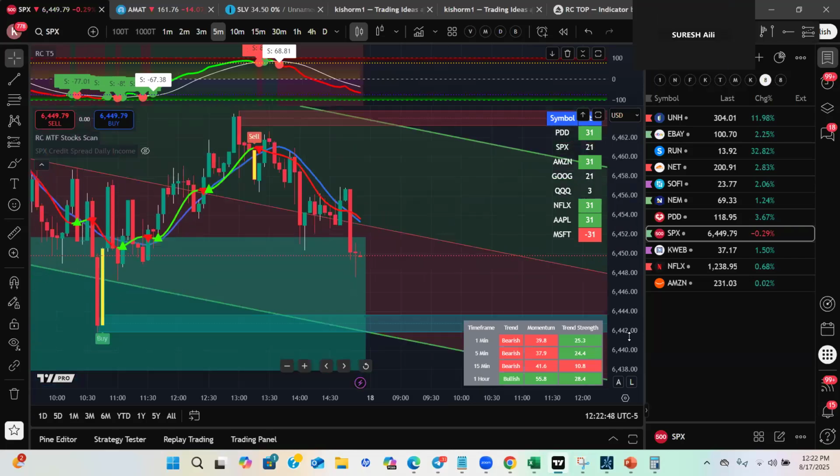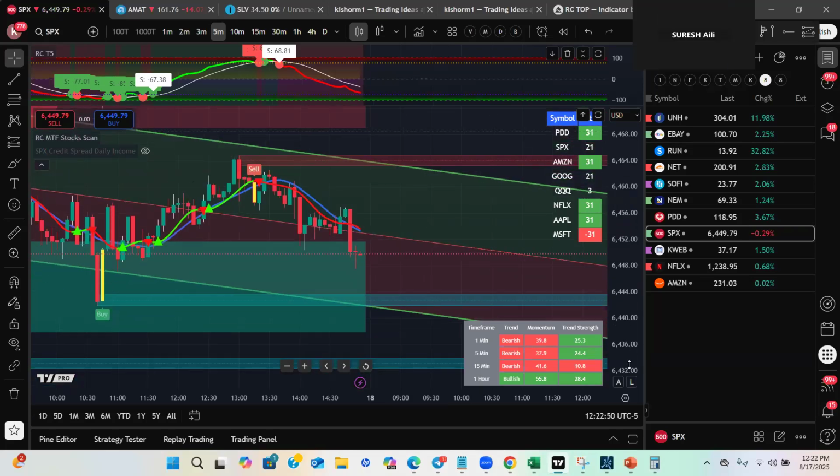Okay, sure. And one more thing. For selling calls or selling puts, do we need a maximum capital, like 20 to 25K? If you have to sell naked calls or naked puts, you need a huge investment. But if you are doing a bear call spread, that means you are buying and also selling, so you don't need much capital.